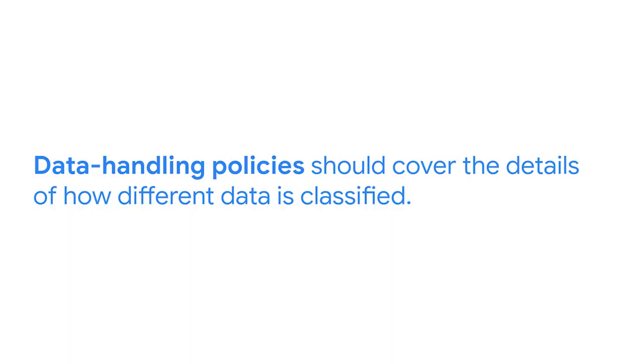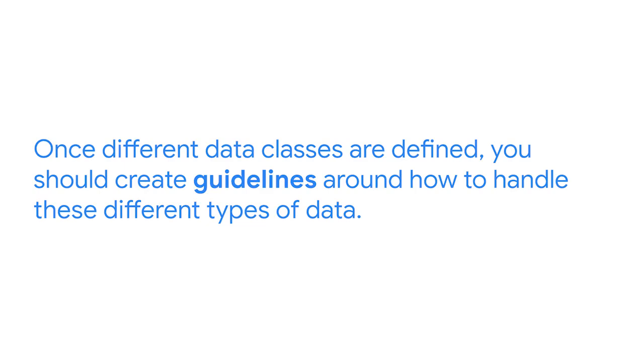Data handling policies should cover the details of how different data is classified. What makes some data sensitive as opposed to non-sensitive? What's considered confidential data? Well, once different data classes are defined, you should create guidelines around how to handle these different types of data. If something is considered sensitive or confidential, you'd probably have stipulations that this data shouldn't be stored on media that's easily lost or stolen, like USB sticks or portable hard drives.